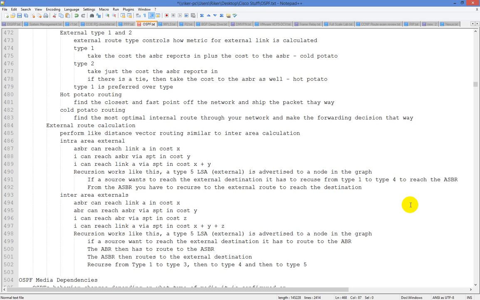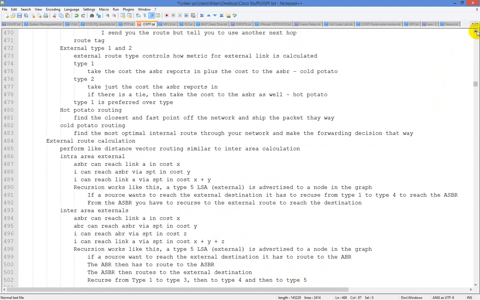With type 2, you take just the cost the ASBR reports. If there is a tie, you take the cost to the ASBR as well. So it gets a little hinky when you get into that. So I have cold potato and hot potato. Hot potato routing means find the closest and fastest point off the network and ship the packet that way. Cold potato routing means you find the most optimal internal route through your network and make the forwarding decision that way. We'll take a look at this in detail as we go along, and take a look at the external route calculation. I think that will help a lot of people out.